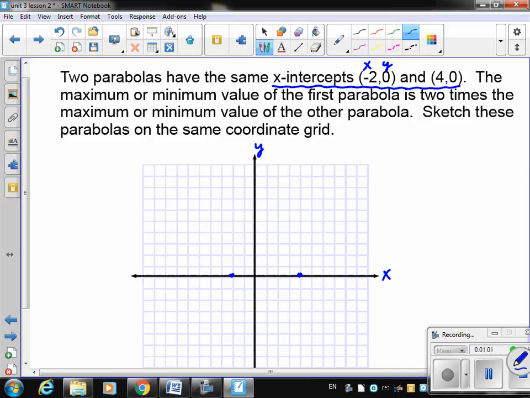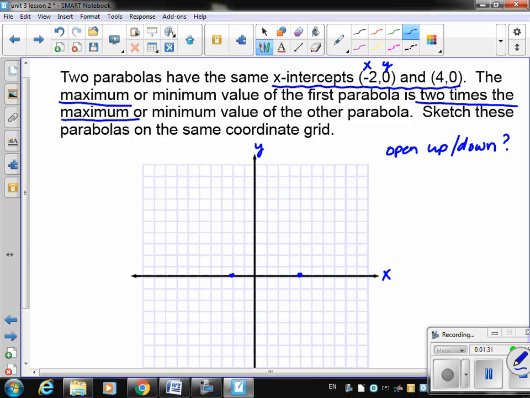It doesn't say whether they open up or down. All it says is whether one is twice as big as the other, so we get to make a choice. I'm going to have mine open down. And it says the maximum or minimum value, so mine, because they open down, will have maximum values. And the one is 2 times the value of the other.